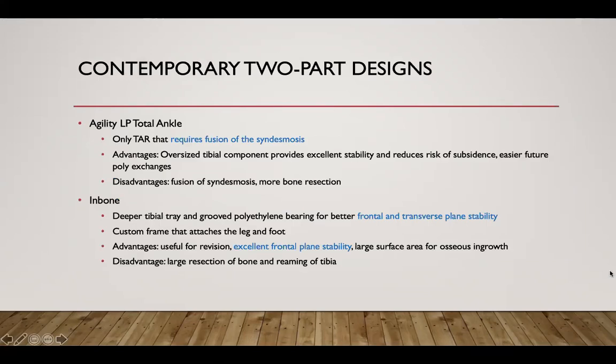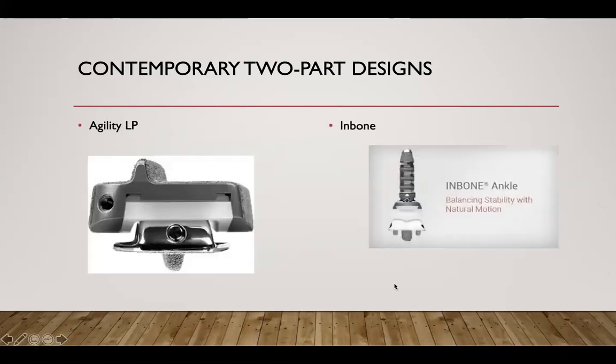So the 2-part designs, you've got the Agility LP total ankle. The big thing about this is that you do have to fuse the syndesmosis, which is not always ideal. You have to do more bone resection. You can have the INBONE, which is good for frontal and transverse plane stability, but you have to do a larger resection of bone. So the Agility I have listed on the left and the INBONE is on the right.